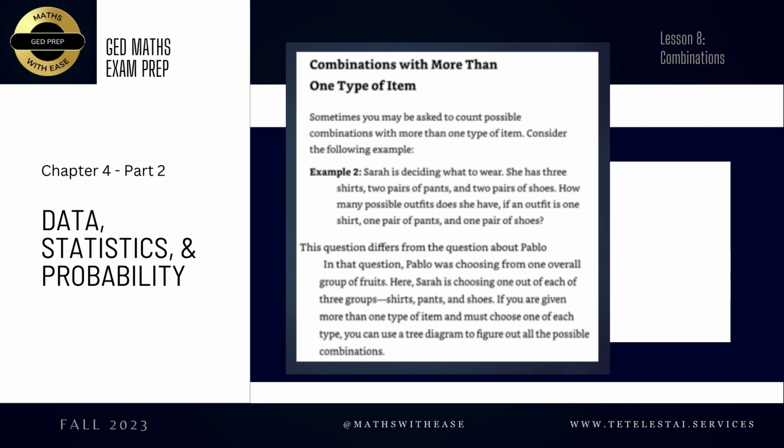So this question is just telling you essentially the same thing that I just went over. This question differs from the question about Pablo, because in that question, Pablo was choosing from one overall group. So he was in the fruits section, and he was choosing different kinds of fruits. Here, Sarah is choosing 1 out of 3 groups, okay? Shirts, pants, and shoes. If you're given more than one type of item and you have to choose one of each type, you can use a tree diagram to figure out all the possible combinations.